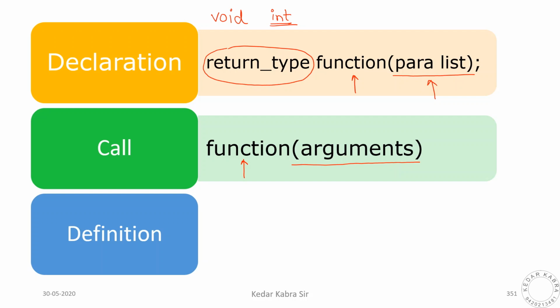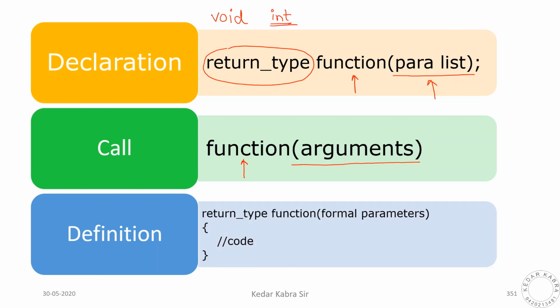The syntax for the definition is return type, function name, and formal parameters. Whatever parameters we pass in the function call are collected in the definition. Whenever we call the function, control jumps to the body of the function and executes the statements.